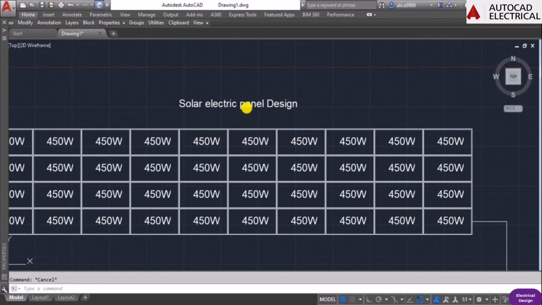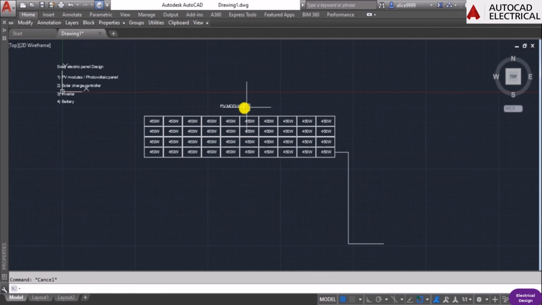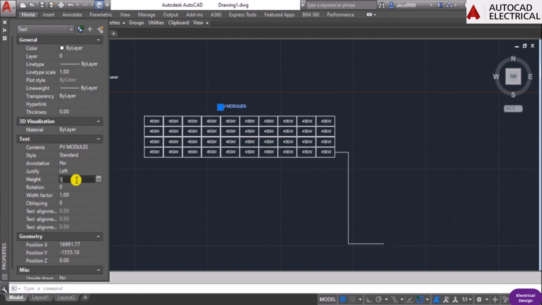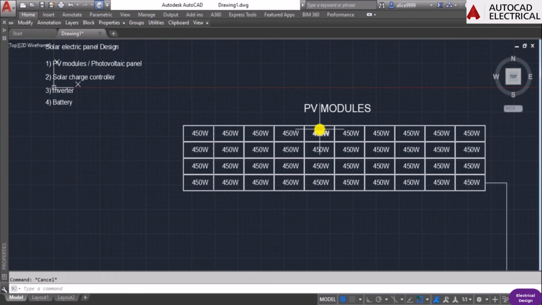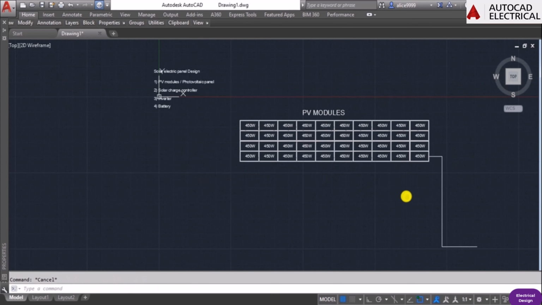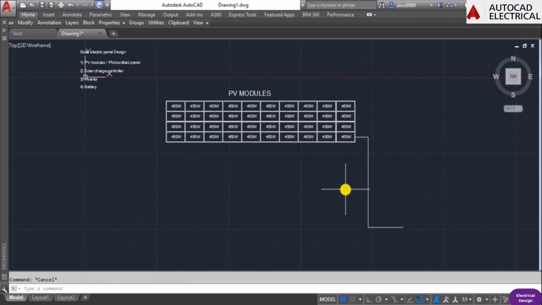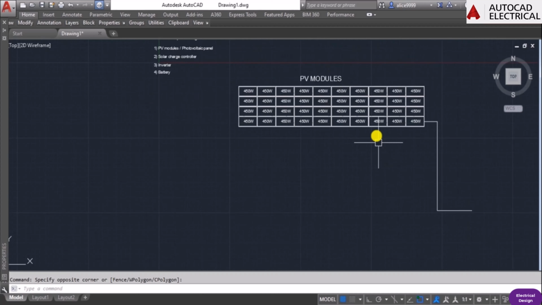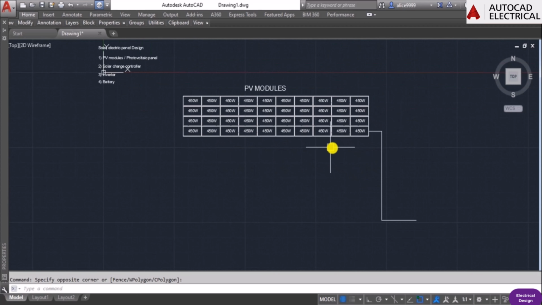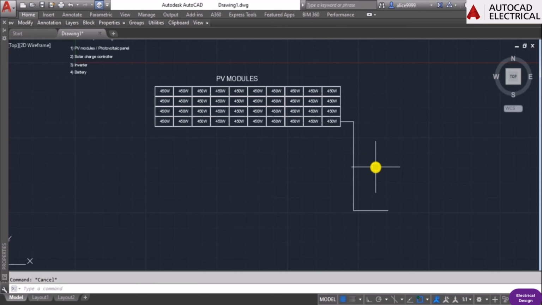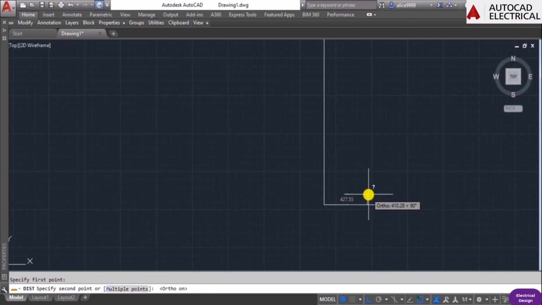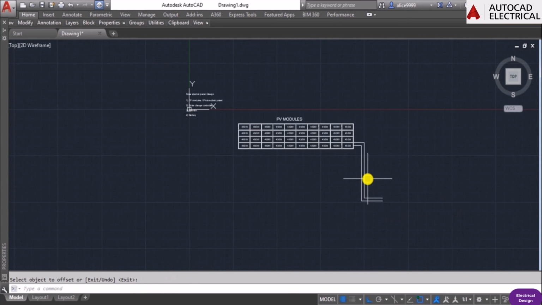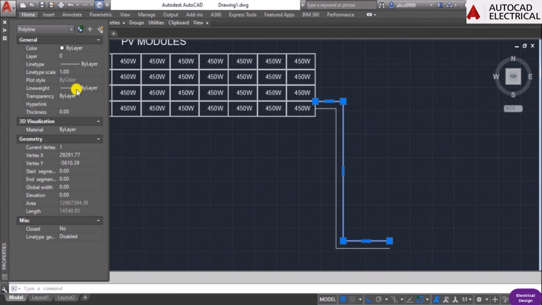This is the PV modules. I have arranged this PV module as per requirement. From the PV modules, the cables go to the solar charge controller. So I will draw here the solar charge controller cable. One is the supply and one is the return. So the cables are like this.